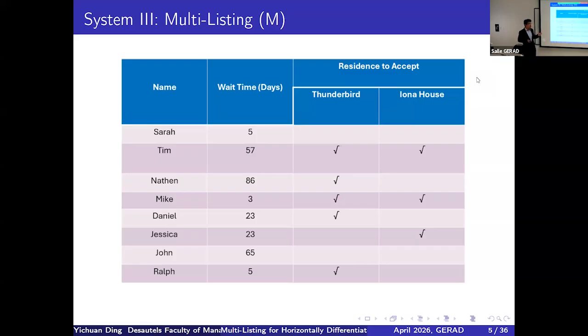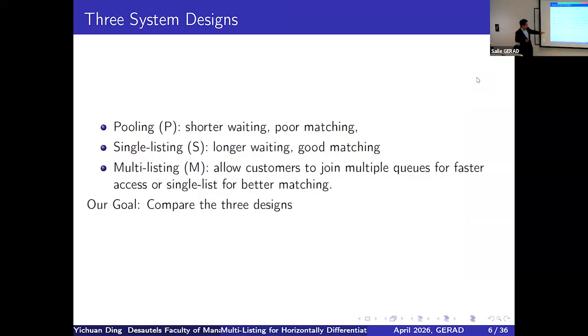A second consideration is maybe you incorporate students' waiting cost and their match to their target. Then you could measure this as the total sum of the students' welfare, which is called social welfare. So that's another objective function. So we compare these three designs in terms of throughput rate and social welfare. So that's the research question: which is better? Pooling, single listing, or multi-listing?